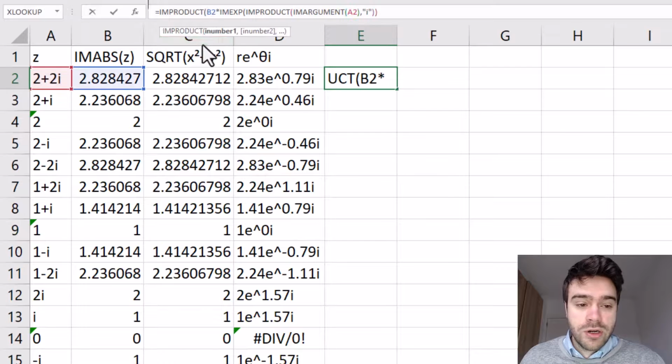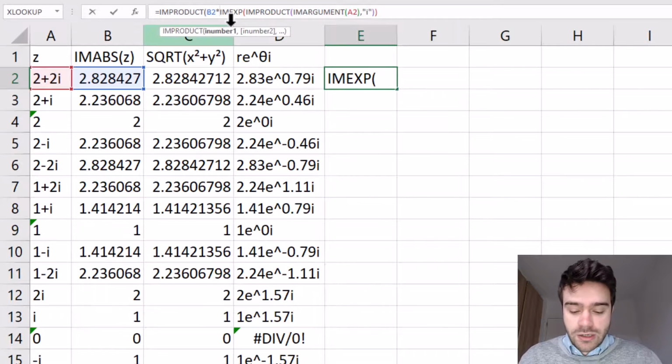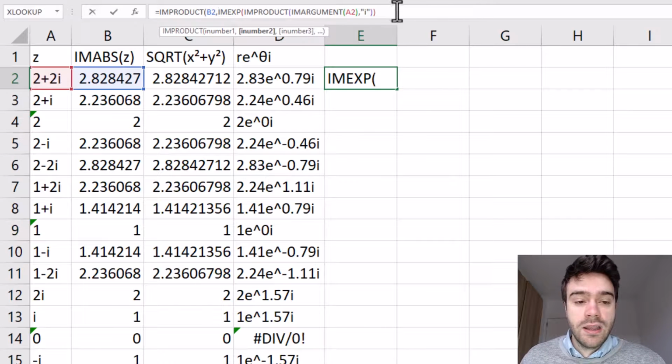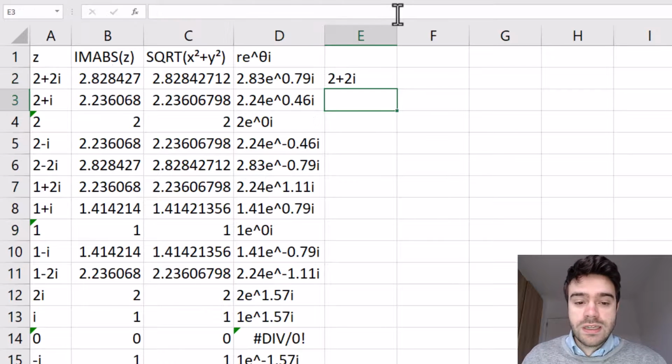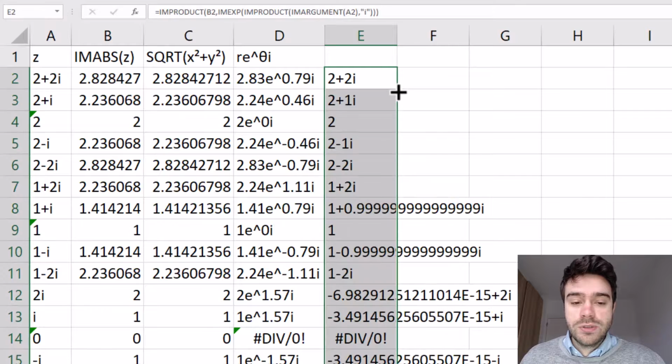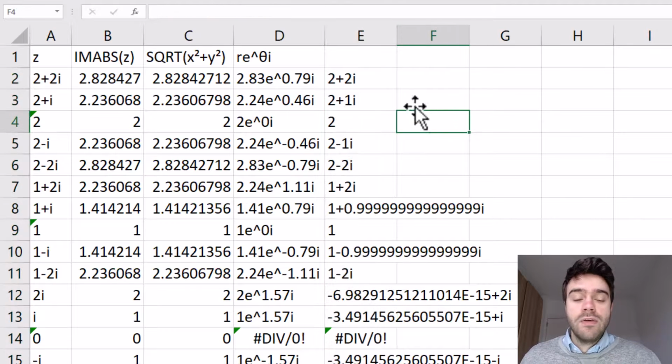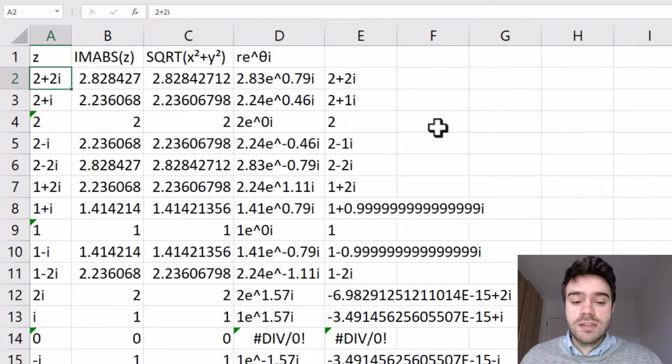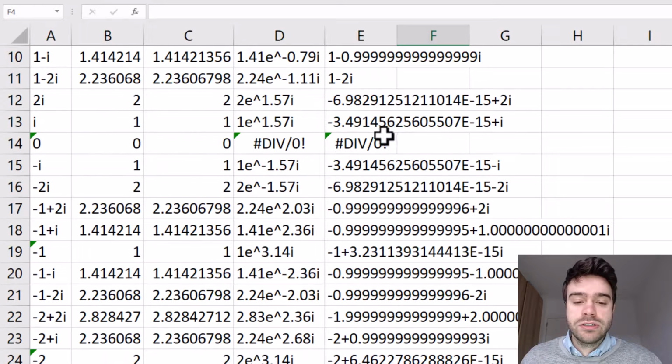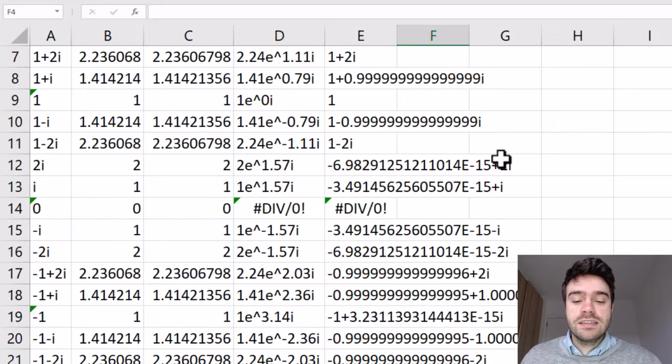So I use the IMPRODUCT function, where the first argument will be our modulus, and the second argument is e to the power theta i. So then I close the parentheses, press enter, and there we get the result. Let's pull this downwards, and as you can see, we are getting back to our original complex number. Now, there are some rounding errors down here, but in essence, this is still the same number.